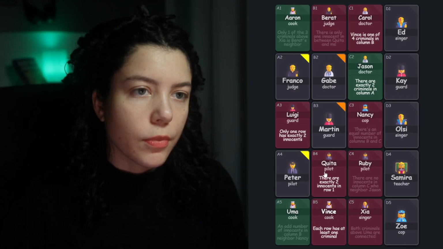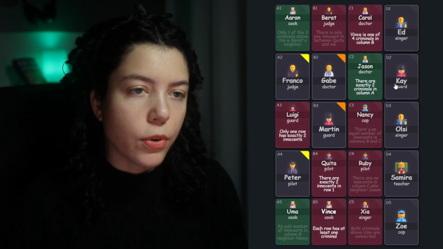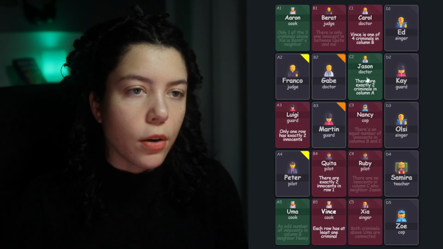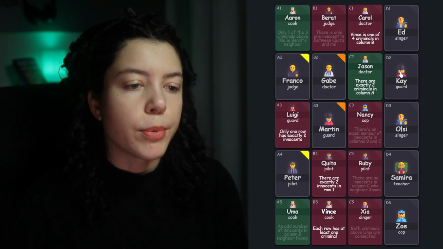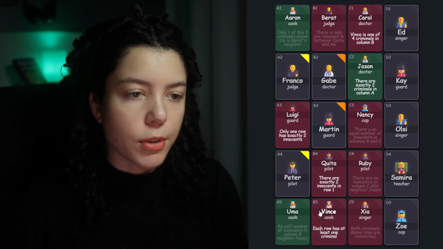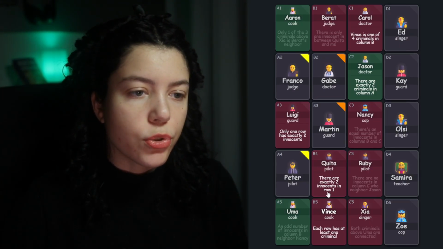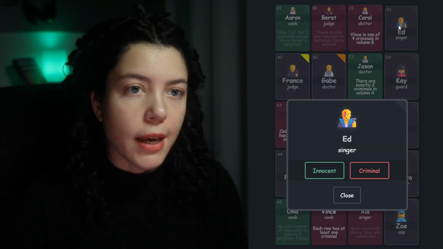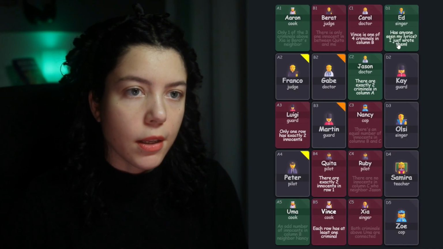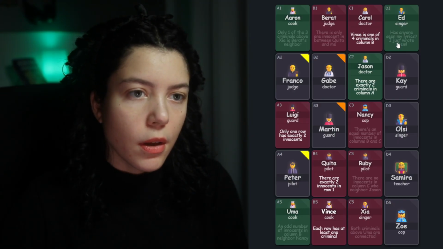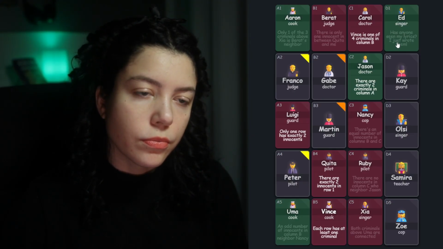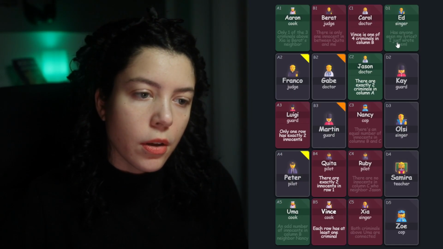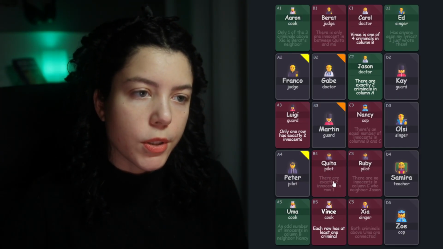So we're still on the lookout for row 2 having... Oh, but row 2, yeah, has to have a criminal, right? I'm thinking about innocents for some reason. Kita says there are exactly 2 innocents in row 1. So we need the second one. There's only Ed left, so he has to be the second one. What else? There are exactly 2 innocents in row 1. We don't need that anymore. Only 1 row has exactly 2 innocents.